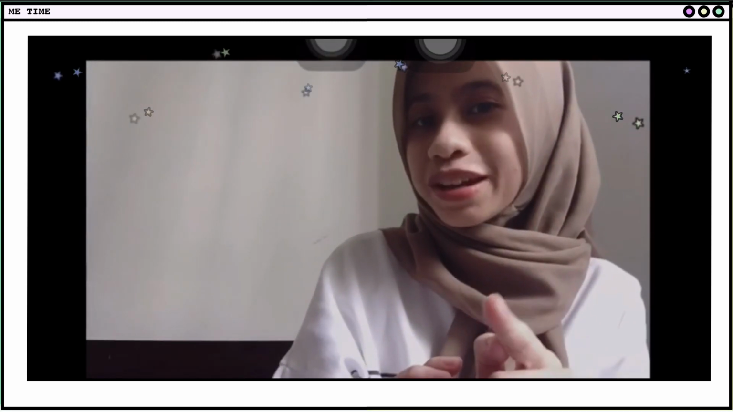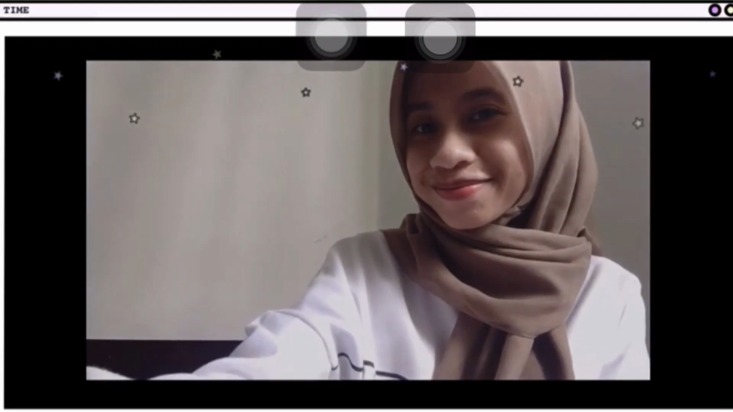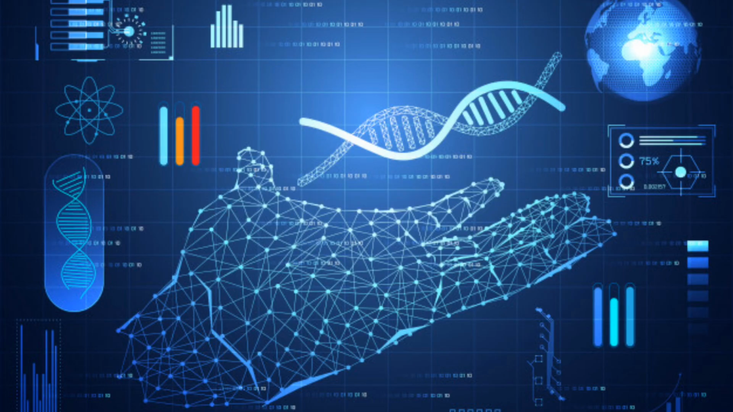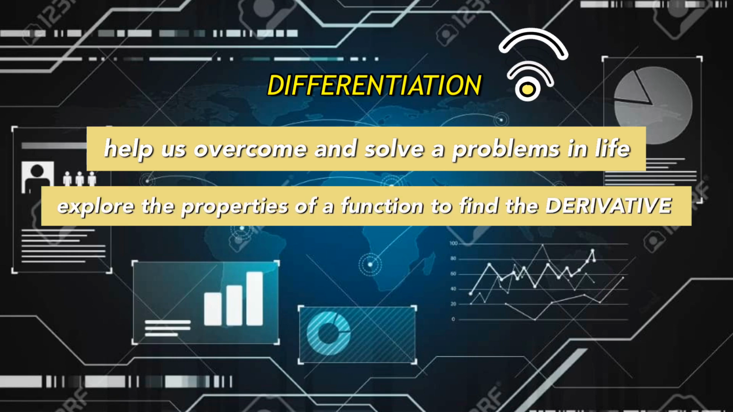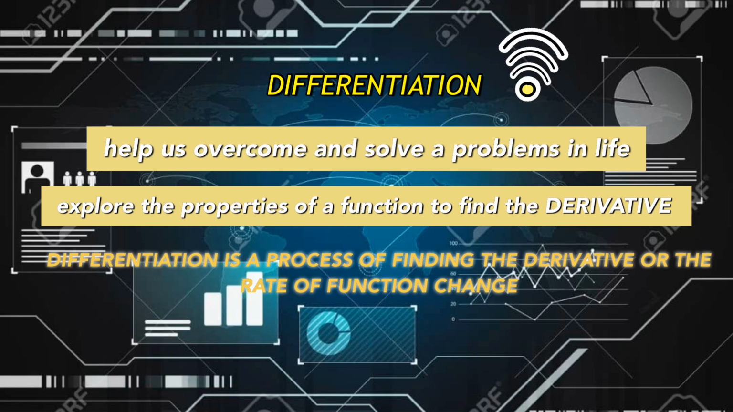So let's have a look at that. Differentiation can help us overcome and solve a lot of problems in our life. Differentiation is a useful way to explore the properties of a function to find the derivative. What does it mean? It means differentiation is the process of finding the derivative or the rate of function change.